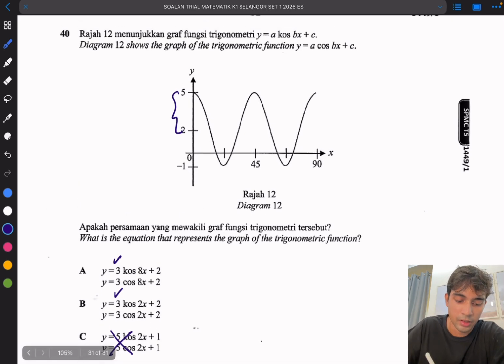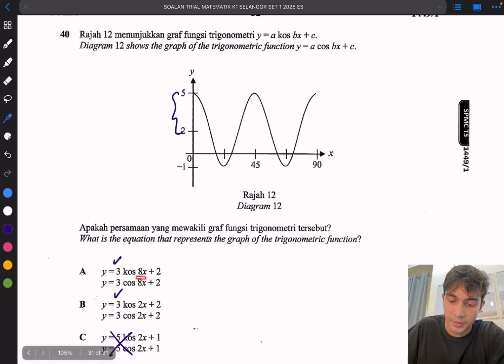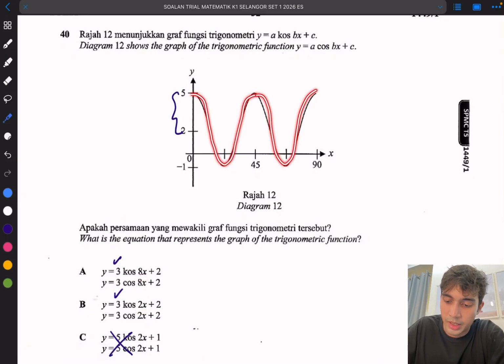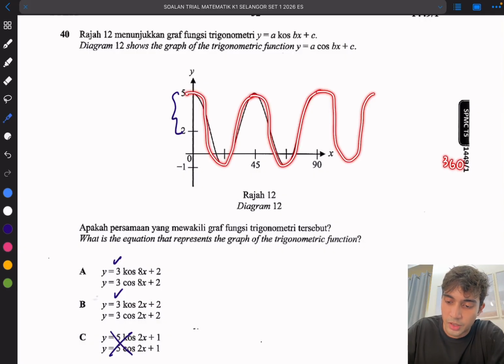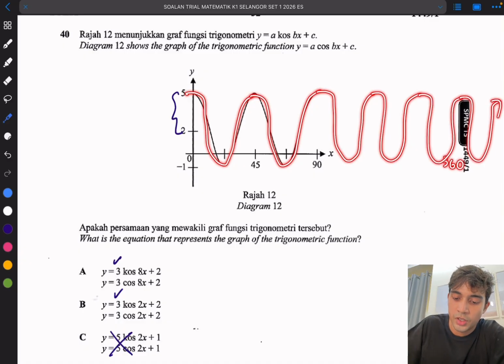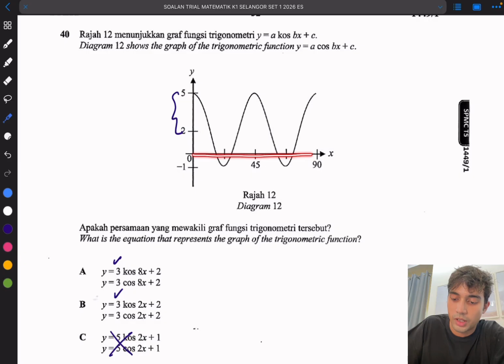And then we must find the number of cycles next. So from here we see two graphs, but this is up to 90 only. We need to find the number of cycles until 360. So here we have two graphs up to 90. So up to 180 we will have another 2. Up to 360 we will have another 4. So 2 times 4, we get 8 cycles in total. So the number of cycles must be 8.